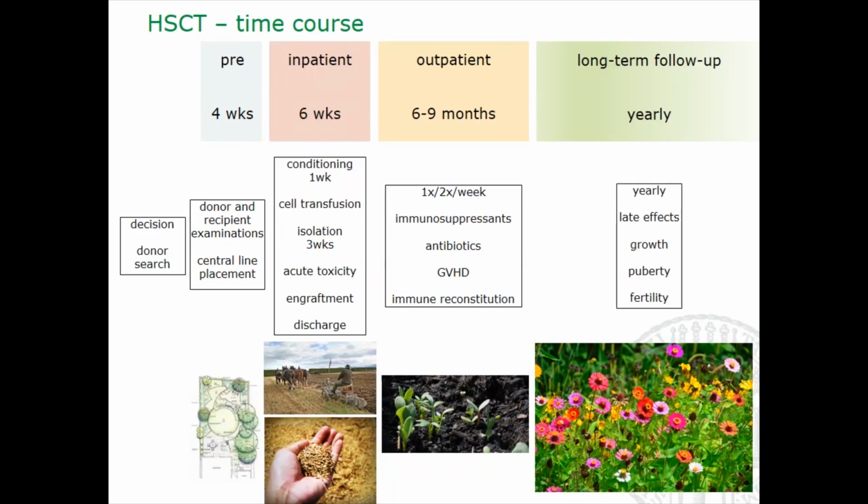After that period of time, if everything is fine, the patient will be transferred to long-term follow-up, which also differs between centers, but it's usually about yearly visits, where we mostly look for things like late effects. We monitor growth and puberty because hormonal replacement is something that may be necessary after transplant. And of course, we also look for fertility, which in males is much easier to monitor than in girls. So then, if everything's optimal, a beautiful and healthy garden will reappear.